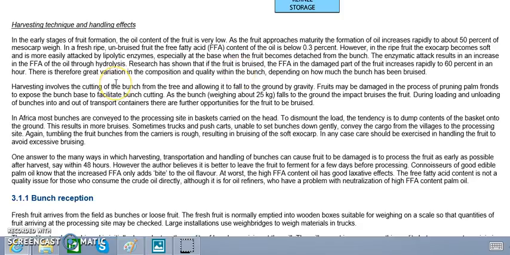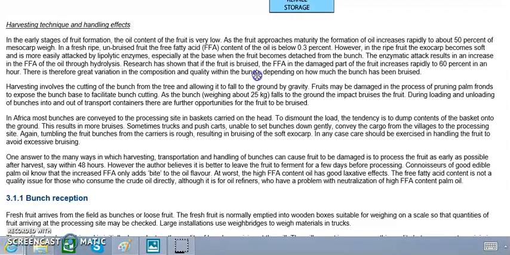So in the early stages of fruit formation, the oil content of the fruit is very low. As the fruit approaches maturity, the formation of oil rapidly increases to about 50% of the mesocarp weight. I don't think you want to listen to me read the whole thing. I'll just make it stay for a while so you can read, and then move on to the next thing, which is bunch reception. So I'll give you some 5 more seconds to finish reading, then I'm moving on to bunch reception.